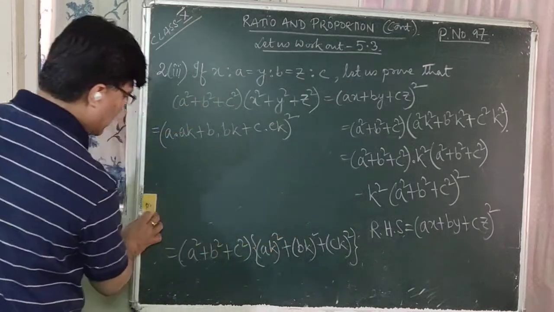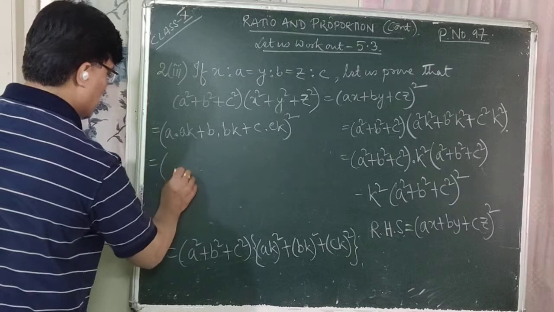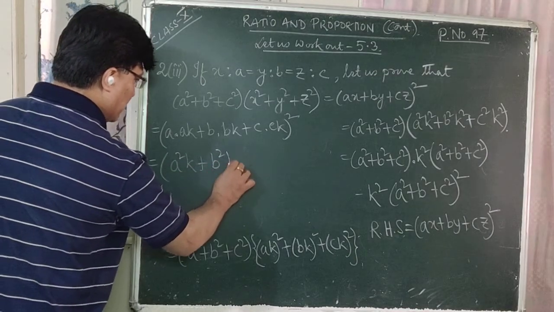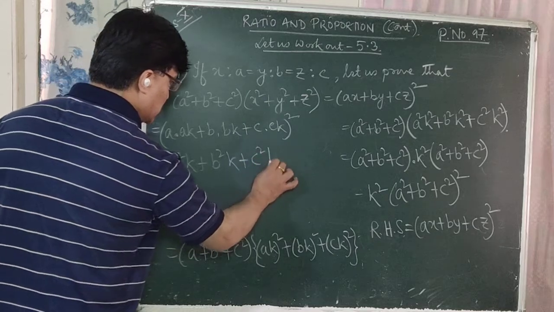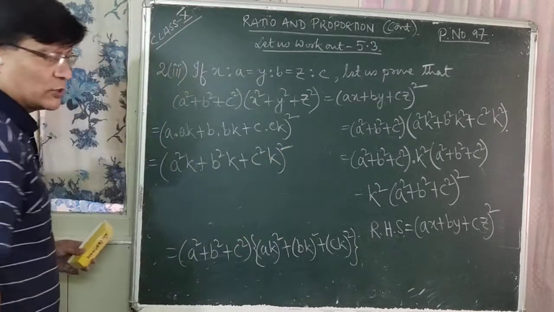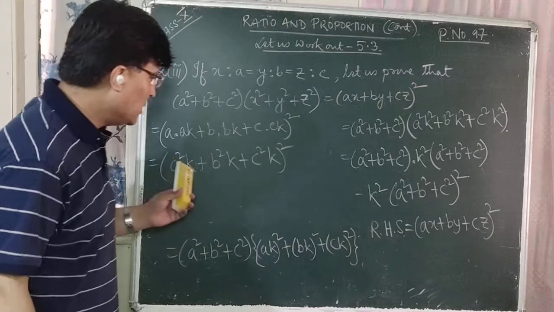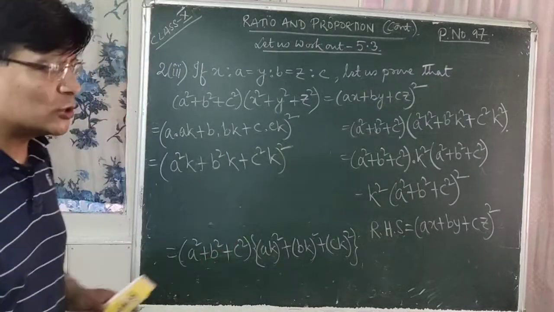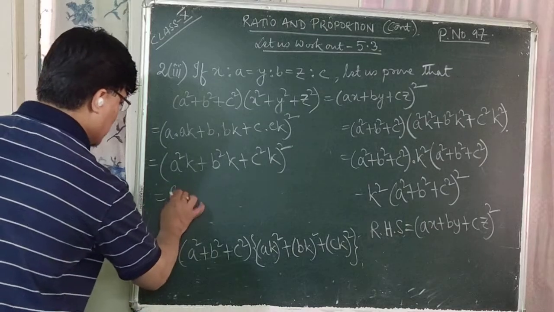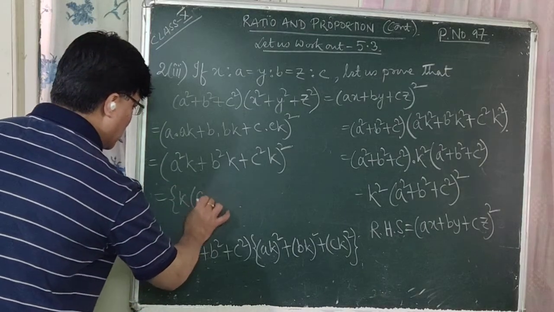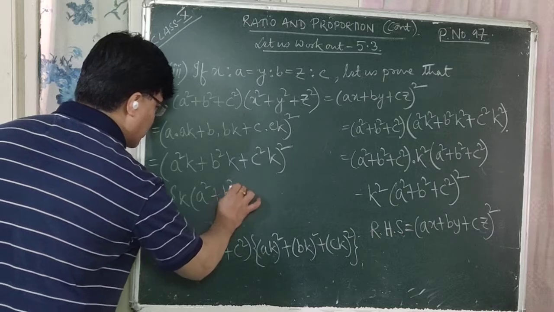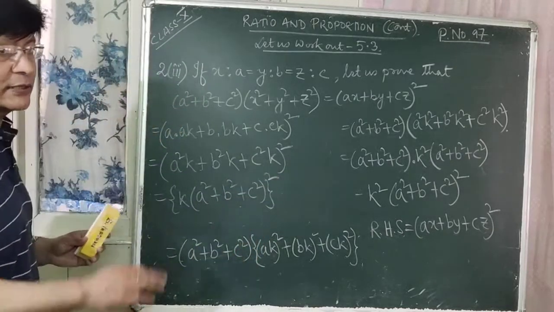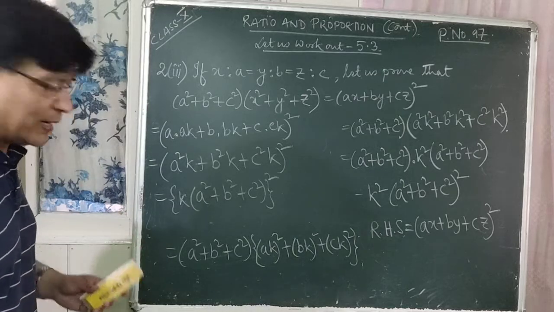So now let us simplify it. It is equal to, within bracket, A square K plus B into B, B square K plus C into C, C square K whole square. Now within whole square, how do you simplify it? Within the second bracket, K is common, so K is taken common. So within bracket we have A square plus B square plus C square, second bracket closed, whole square, right?